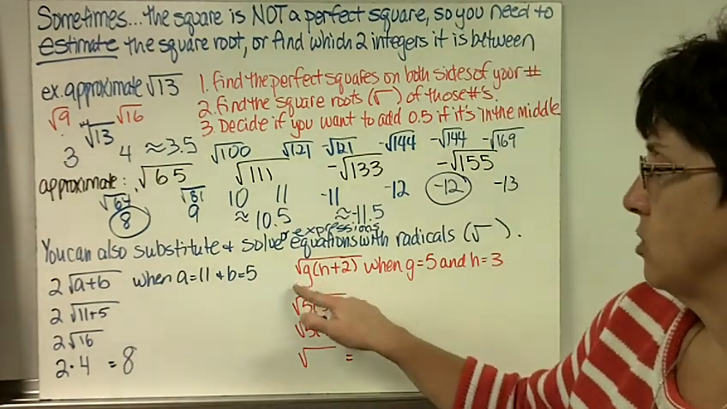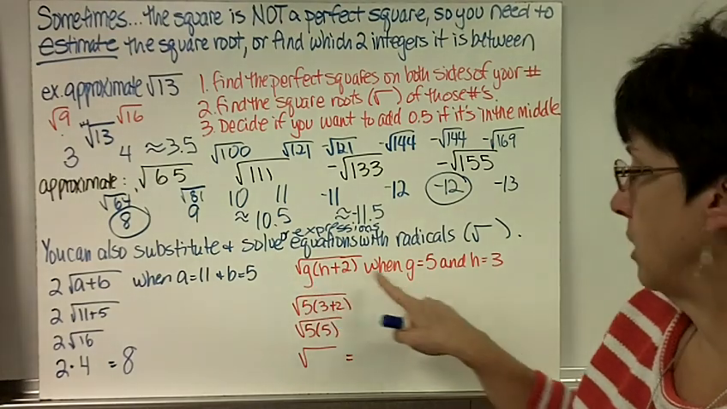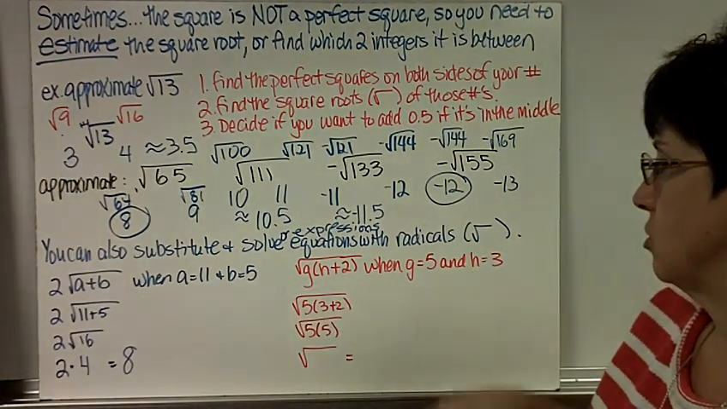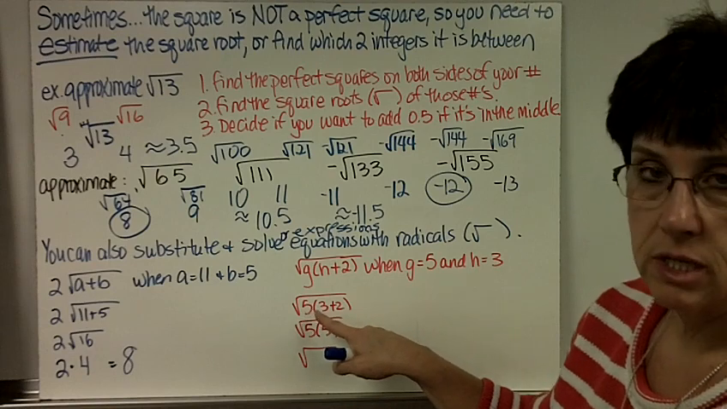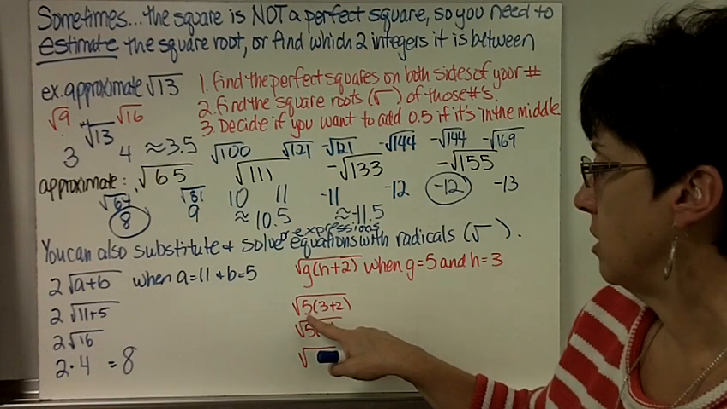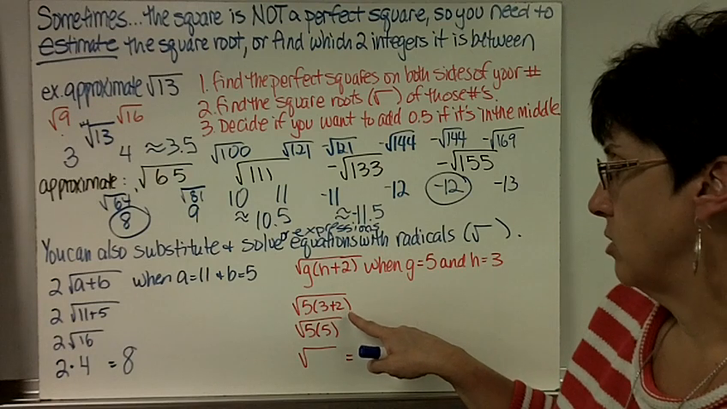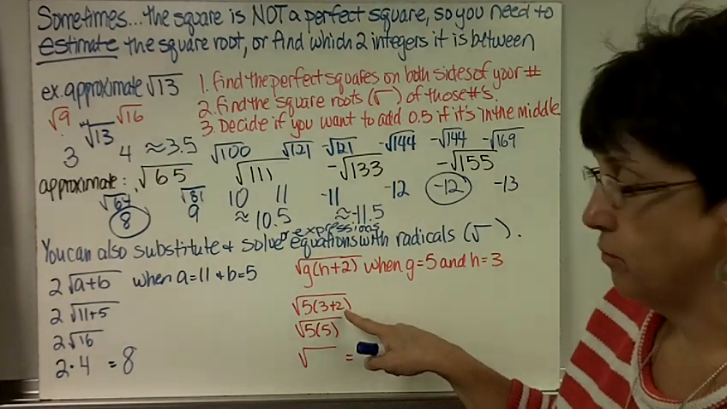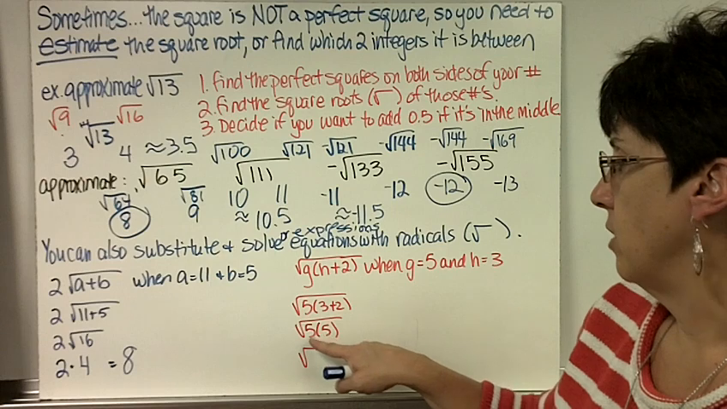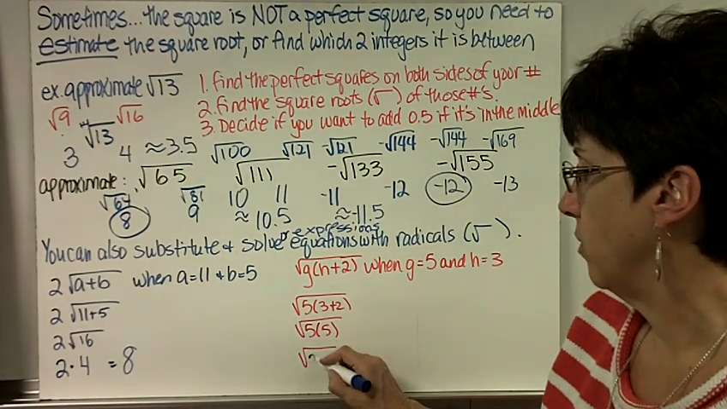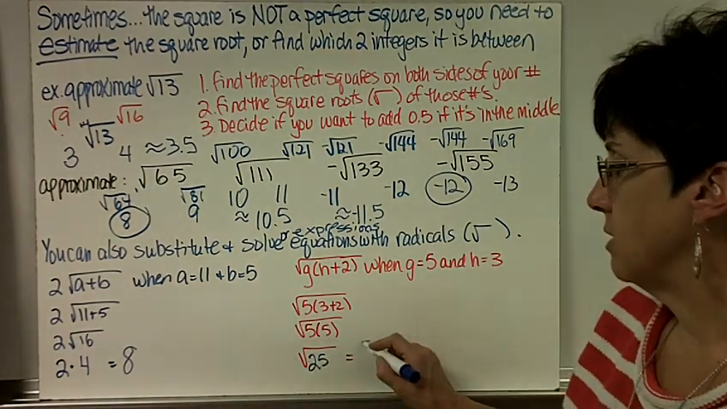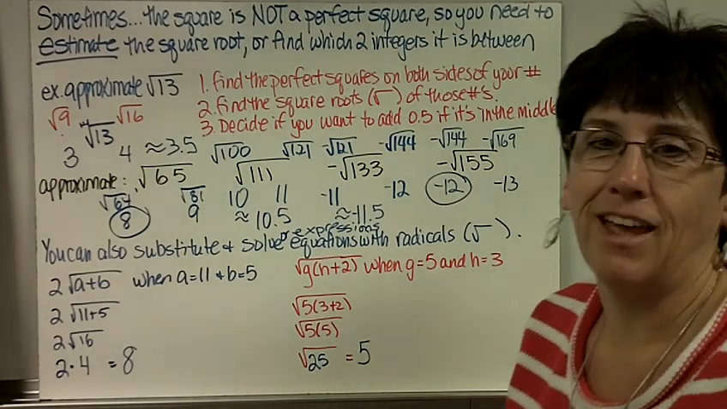How about the square root of g times the quantity of h plus 2 when g is 5 and h is 3? So I've substituted in the values of my variables, g, 5, h, 3. Now do order of operations. Parentheses are first. 3 plus 2 is 5. 5 times 5 is 25. And the square root of 25 is 5. And that's it.